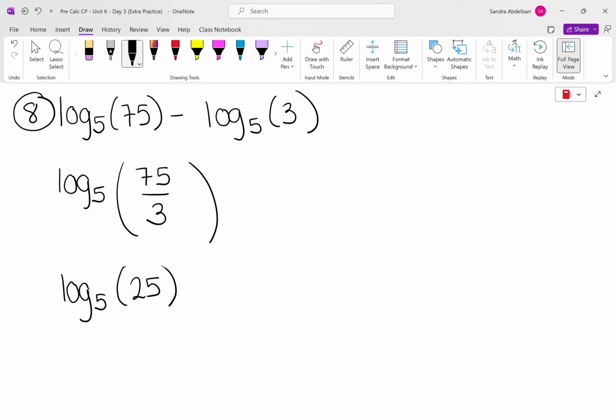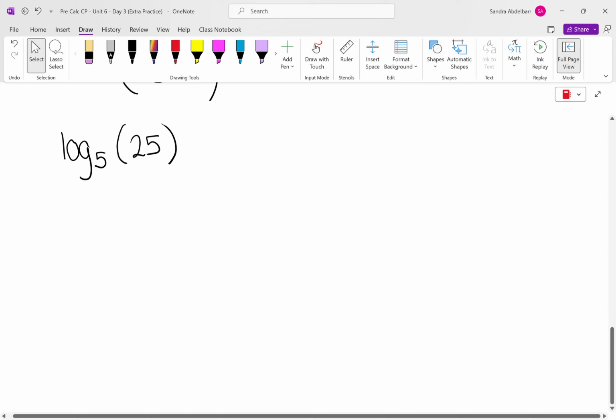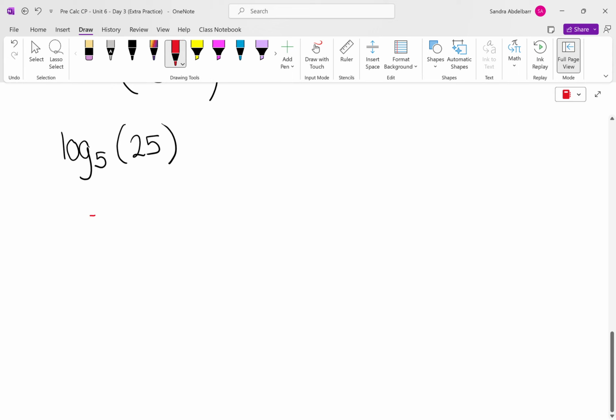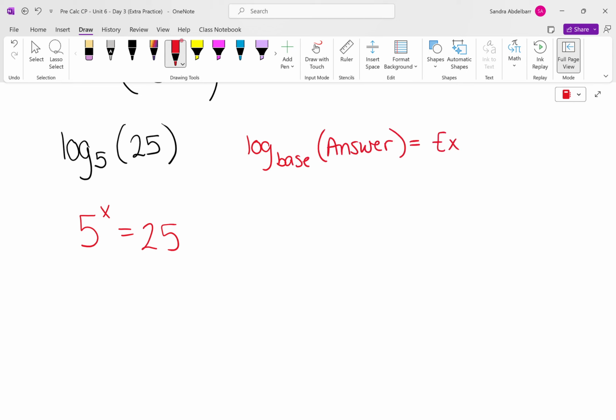How do I solve this? What do I write down? 5 to the x equals 25. Remember, it's log base answer equals exponent. But do we have an exponent? No, so that's why we put equals x. So 5 to the x equals 25. We don't need to make the same base. What does x have to be? 2. Are we going to have one where we have an exponent? Yeah, there's all different versions of things I could ask for.